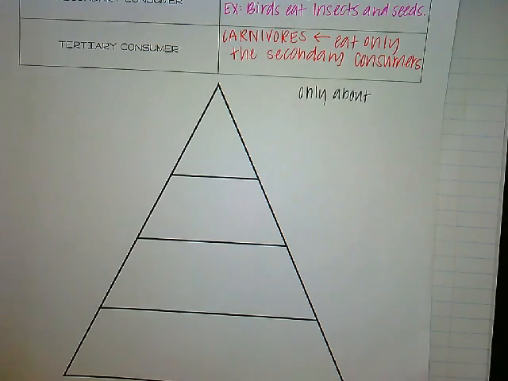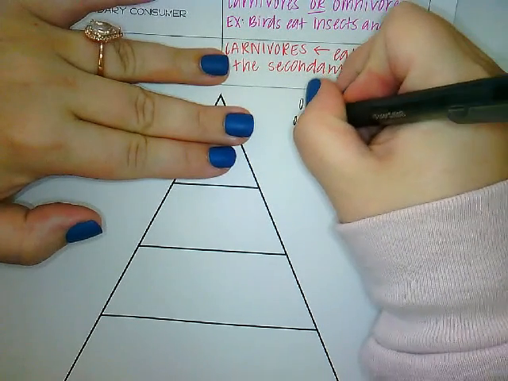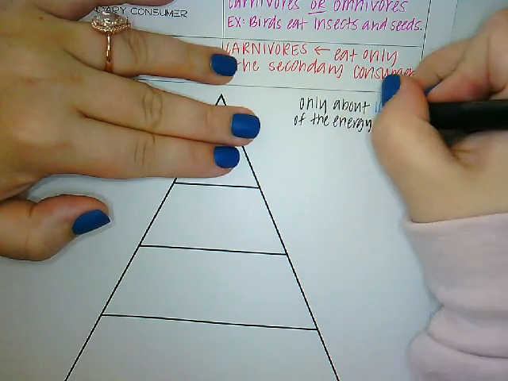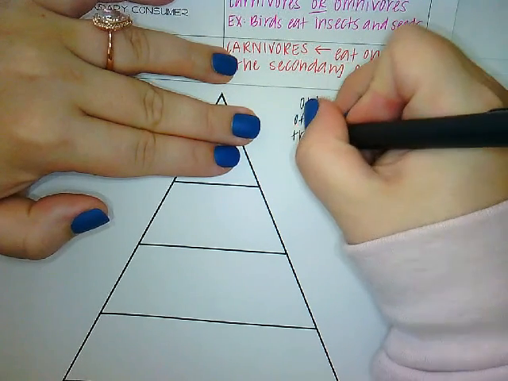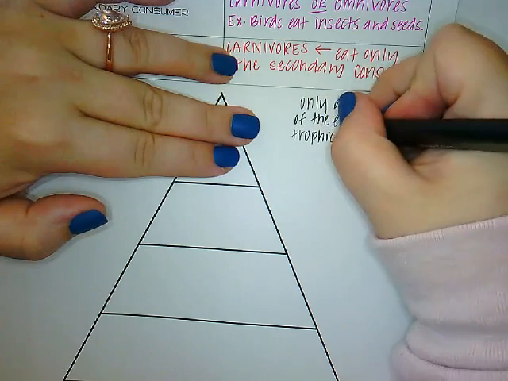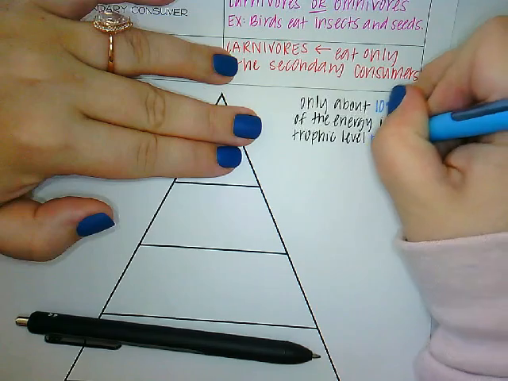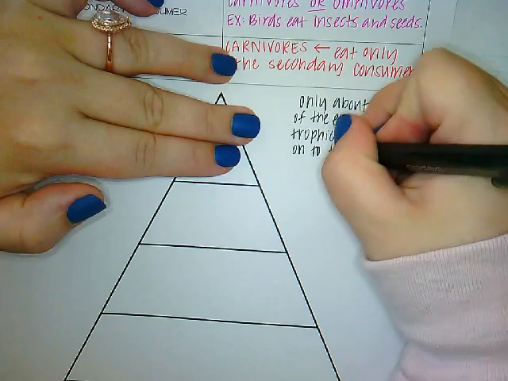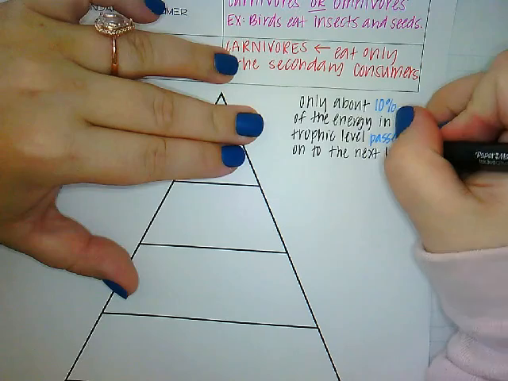I'm going to use a color because I want it to stand out to my brain, but you don't have to. Only about 10% of the energy in one trophic level passes on to the next level.